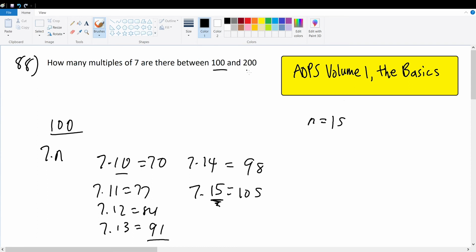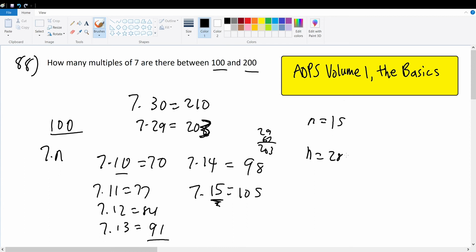Well, what is the largest multiple that's under 200? Well, we know that 7 times 30 is 210. So 7 times 29 should be 29 7, carry the 6, 203. So this is supposed to be 203, not 206. So it has to be ending at 28. And just to be sure, you can multiply it out and you'll get 196, which is indeed underneath 200.